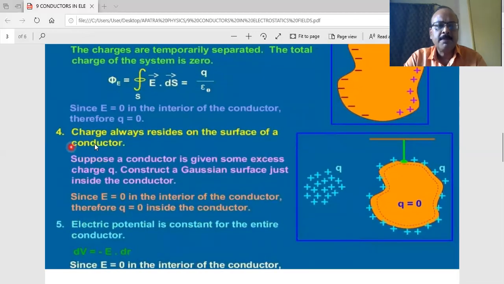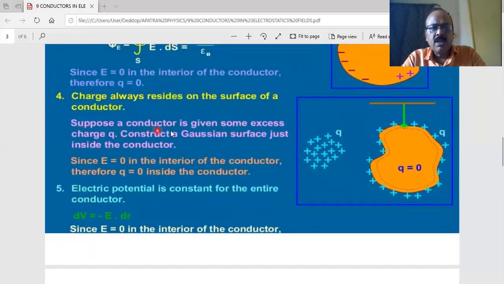Now the next point, point 4. Charge always resides on the surface of a conductor. Always resides. Q is always 0 inside in electrostatics. And we are saying all these for conductors only. Suppose a conductor is given some excess charge Q, construct a Gaussian surface just inside the conductor. Since E is 0 in the interior of the conductor, therefore Q inside the conductor is equal to 0.